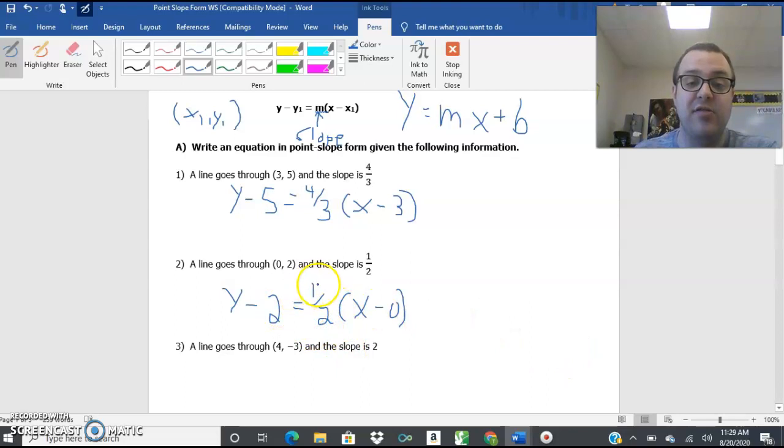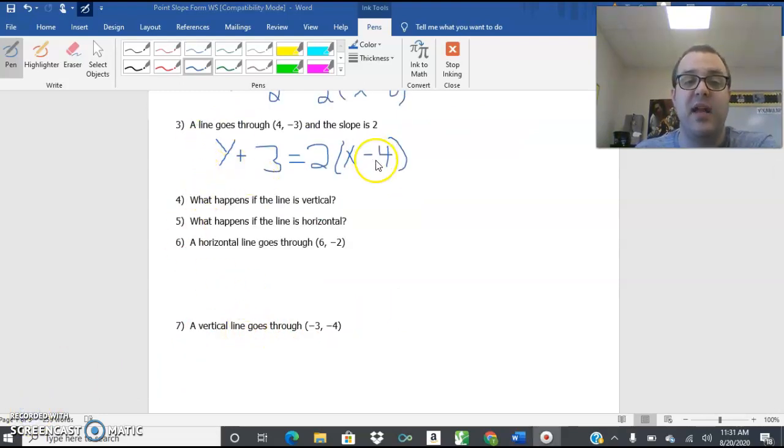Again, it tells me here's the slope and here's a point that falls on my line. I want you guys to go ahead and try number 3 on your own. So pause the video, try number 3, and then come back and check your work with me. All right, so here we go. Here's my answer: y plus 3 equals 2 times x minus 4. You'll notice we had a negative 3 in the y spot here, and so what I did is y minus negative 3. That's going to equal plus 3, and we can change it to that.